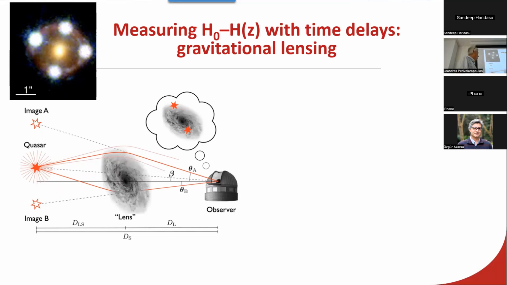And you measure now the angles to the various images, theta A and theta B. You have the true angle to the true source. You have these luminosity distances: the distance from the source to the lens, from the observer to the lens, and then from the observer to the source.